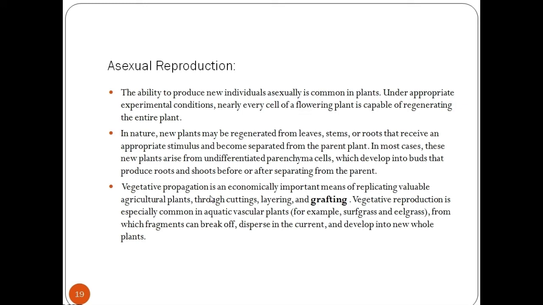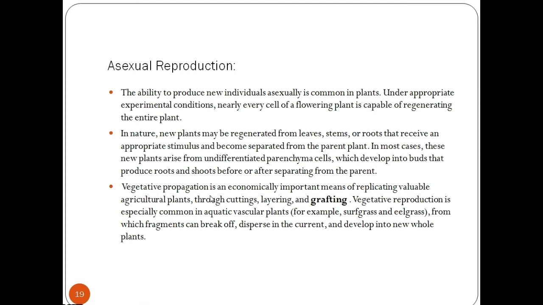In nature, new plants may be regenerated from leaves, stems, or roots that receive an appropriate stimulus and become separated from the parent plant. In most cases, these new plants arise from the undifferentiated parenchyma cells which develop into buds that produce roots and shoots before or after separating from the parent. Vegetative propagation is an economically important means of replicating valuable agricultural plants through cuttings, layerings, and grafting.